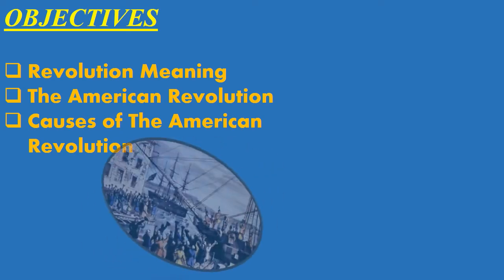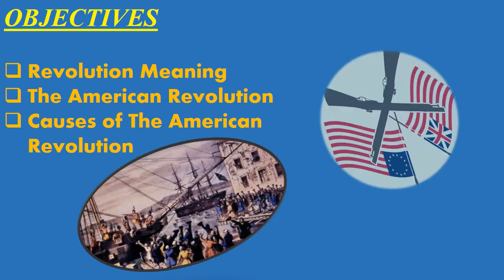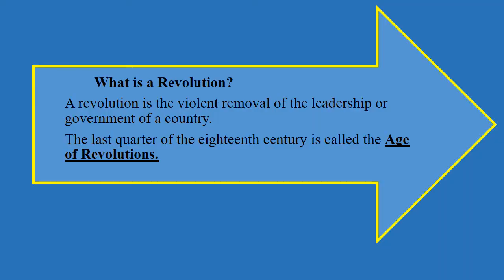In this we will learn about the American Revolution first, and we are going to cover the meaning of revolution, the American Revolution, and causes of the American Revolution. So what do you think? What is revolution? Revolution is the violent removal of the leadership or government of a country.